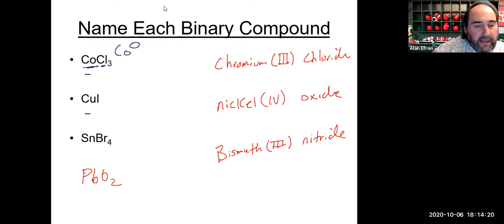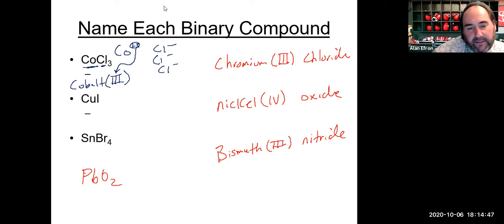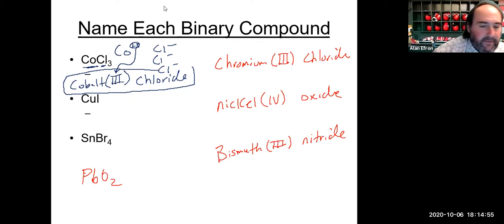We do know that we have three of the chlorides, and each one is minus one. And that would give us a total of minus 3 if we added them all together. That means that we do need a plus 3 in this case to balance it out. That means we will use the whole name of the metal, which is cobalt. Our Roman numeral will be the charge on the metal, which is plus 3. And again, even though we have 3 of the chlorines there, we just name it like there's just one, and we put the IDE at the end of it, and we get cobalt 3 chloride in this particular case. Any questions on that one there?